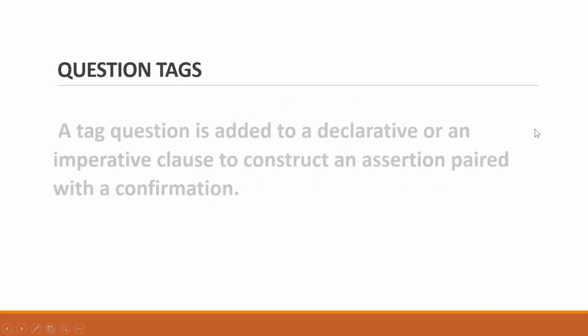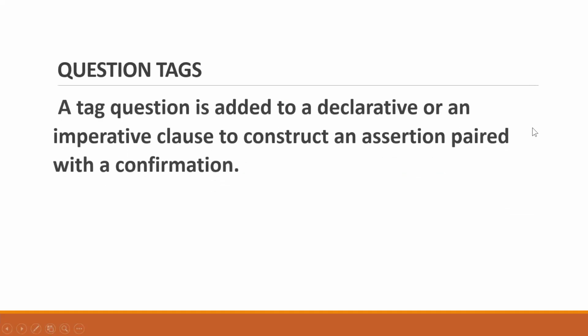What are question tags? A question tag is something which is added to a statement or a request or an order to create a confirmation from the other person. Example, imagine that you are telling a statement to someone, and if you wanted a confirmation from the other person, is it yes or no? So you add a question tag at the end to get the confirmation from the other person.